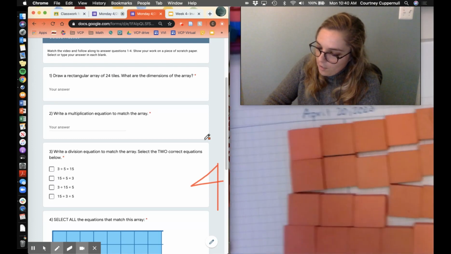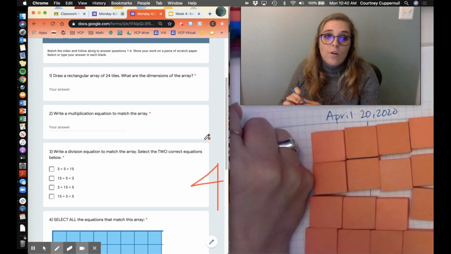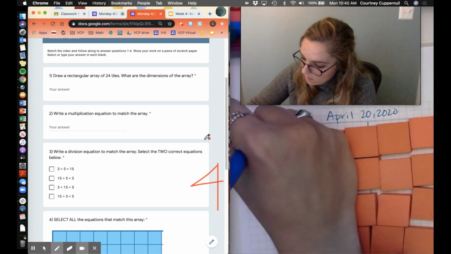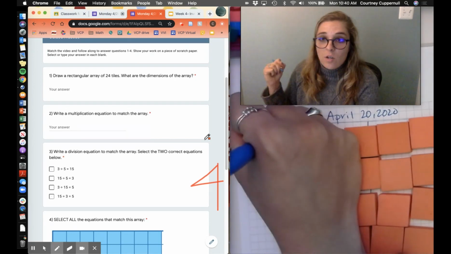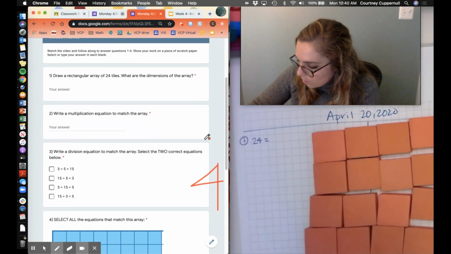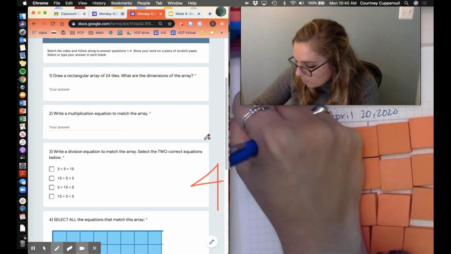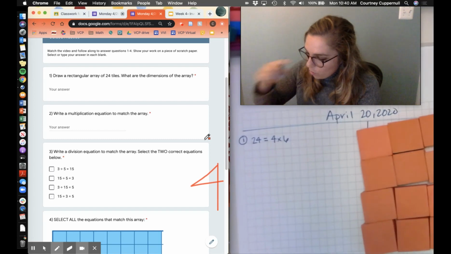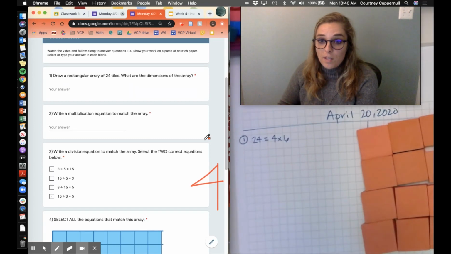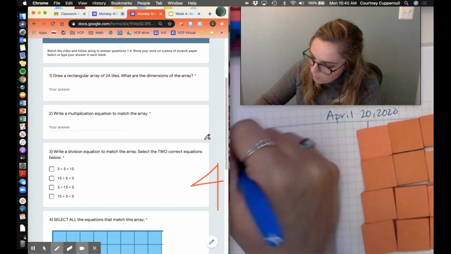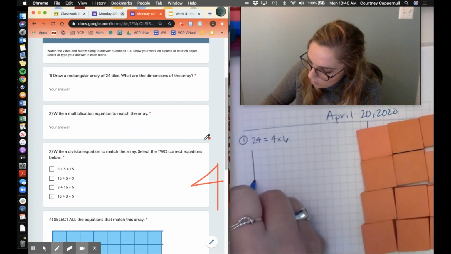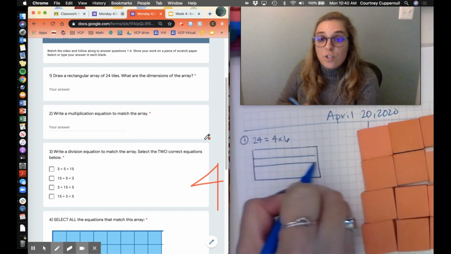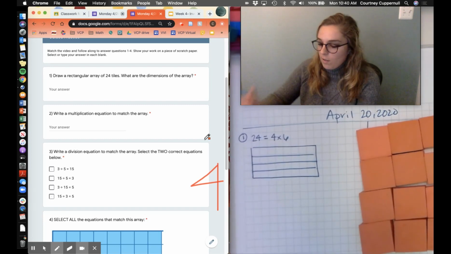For question 1, I know that for 24 tiles, I can say 24 tiles equals, we know that there's 4 rows by 6 columns. If you're someone who prefers to draw it, let's draw it really quick. You can do the same thing just like I did or just like the woman in the video did. So you would draw something like this, draw a rectangle, draw your 4 rows, and then just put 1 in each until you get to 24.